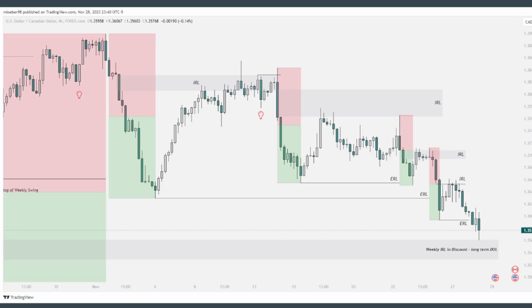This is how I determine my daily bias. This is how I determine my weekly bias. This is the foundation to my trading.